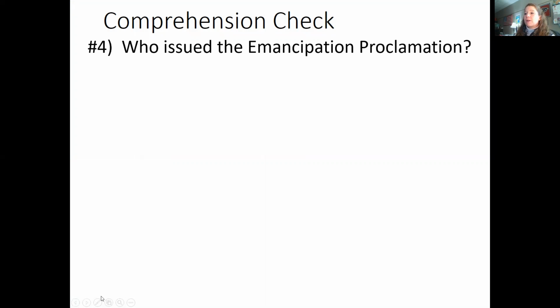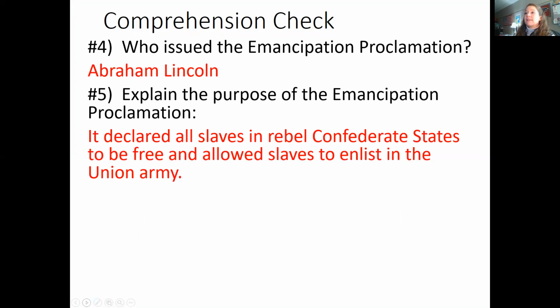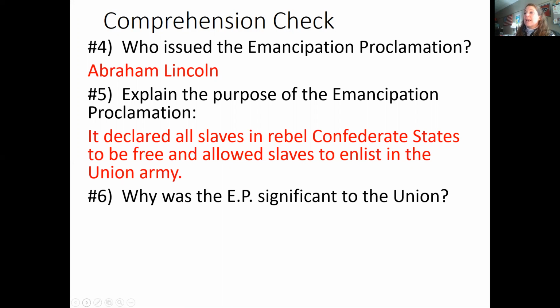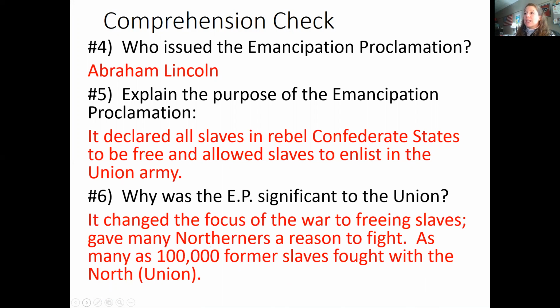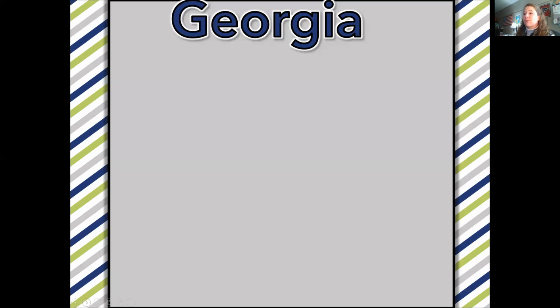So who issued the proclamation? It was Abraham Lincoln. What was the purpose of it? It declared all slaves in rebel Confederate states to be free and allowed slaves to enlist in the Union Army. And why was it significant? It changed the focus of the war to freeing slaves. It gave many Northerners a reason to fight, and as many as 100,000 former slaves fought with the Union. That's a lot of people, you guys, a lot of people.